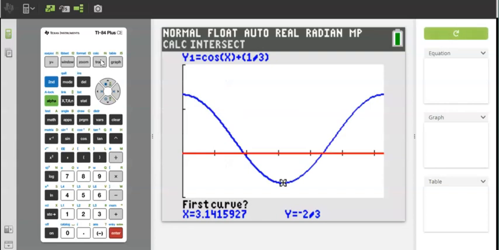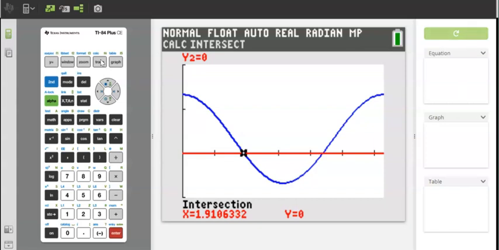All right, so now if you look at the bottom of your screen, it says first curve. That's the one that's highlighted right now, so that's going to be that cosine graph. I'm going to hit enter on my calculator. And then it says second curve, so it's taking me to the second equation that I entered in. I'm going to hit enter on there. Now what it wants me to do is guess where the intersection is. So I'm going to scroll along until I get close to the intersection, and I'm going to hit enter. And then it tells me where that intersection is.